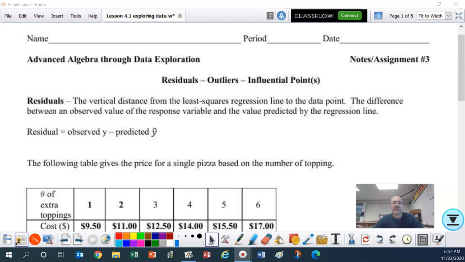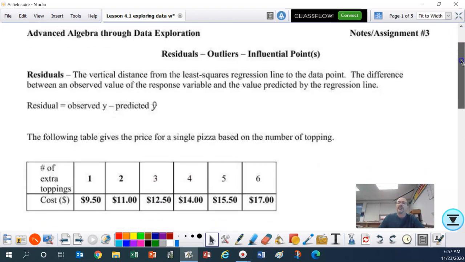We are on lesson 3 of unit 4. In this lesson, we're going to talk about residuals, outliers, and influential points. Now, what in the world is a residual? Well, the residual, ladies and gentlemen, is the vertical distance from the least squares regression line to the data point. The difference between an observed value of the response variable and the value predicted by the regression line.